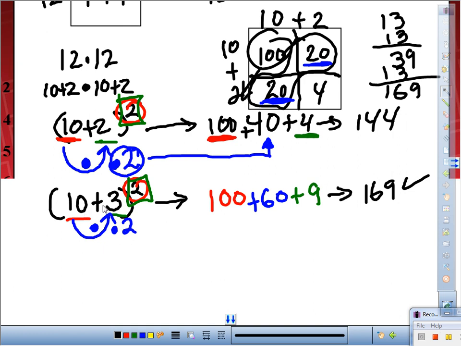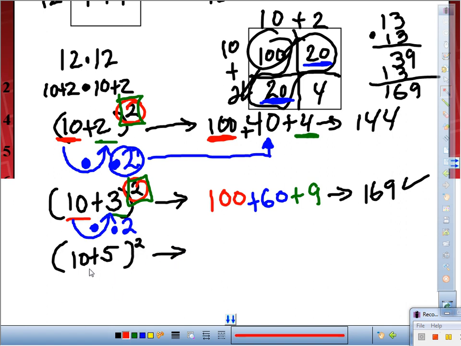Isn't 10 plus 3, 13? 13 squared is 13 times 13, yes? Okay. All right. So it worked with that one. Let me continue. 10 plus 5 squared.